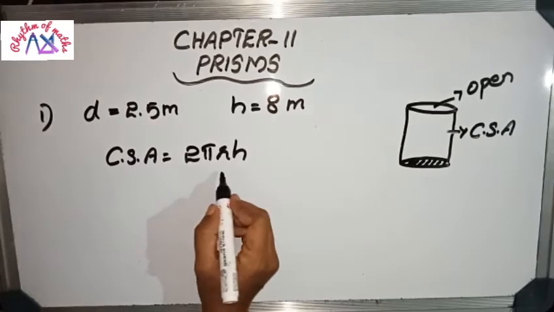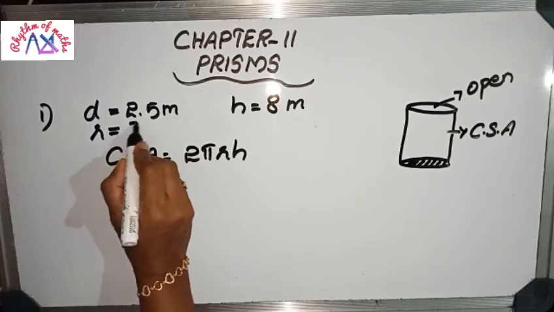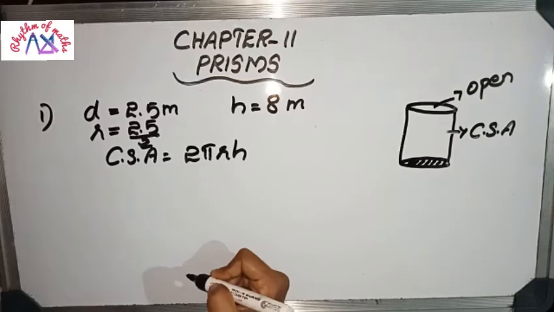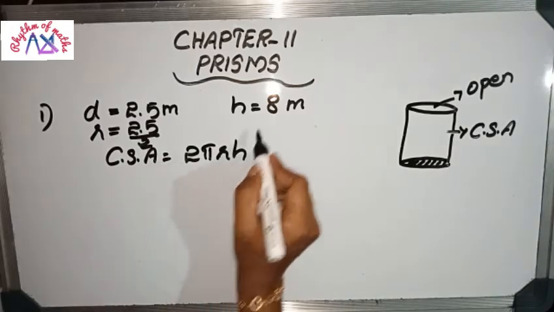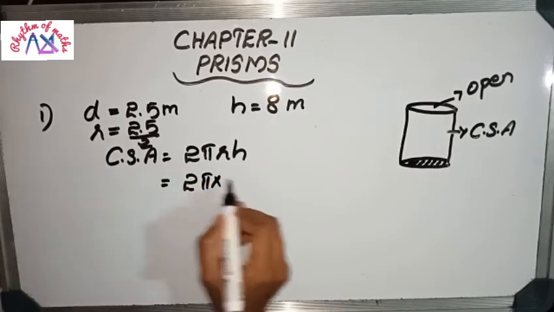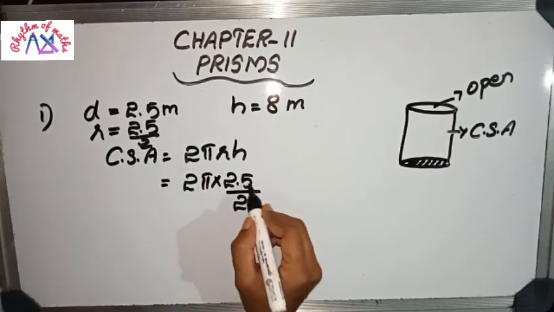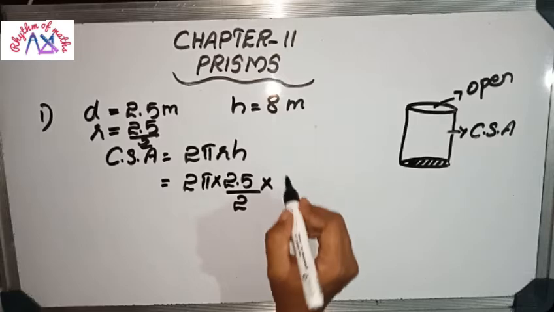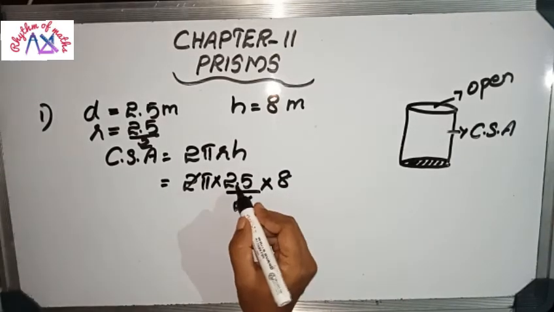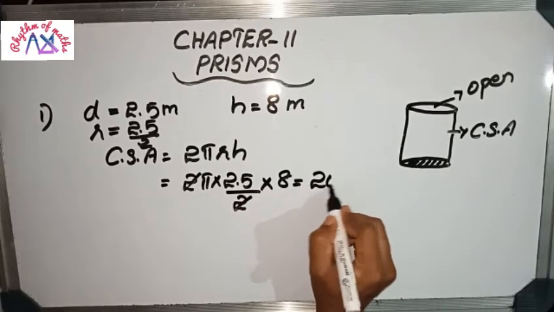2 pi r h is the equation, but here the radius is not given, the diameter is given. From this diameter, what will the radius be? The diameter's half is the radius, that is 2.5 by 2. Now let's apply. The answer will be 2 pi into radius, which is 2.5 by 2. No need to simplify, we can cancel. So 2.5 by 2 is the radius, into height, which is 8. Now this 2 and 2 we can cancel. So 2.5 into 8 is 20 pi.